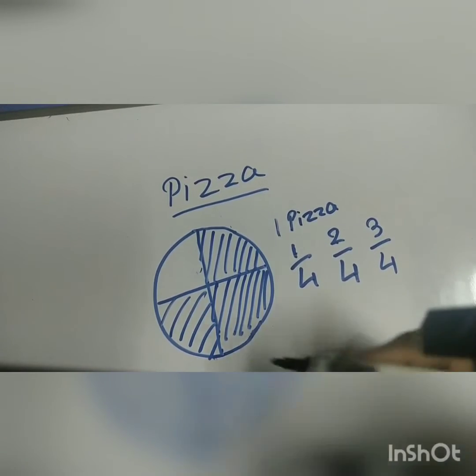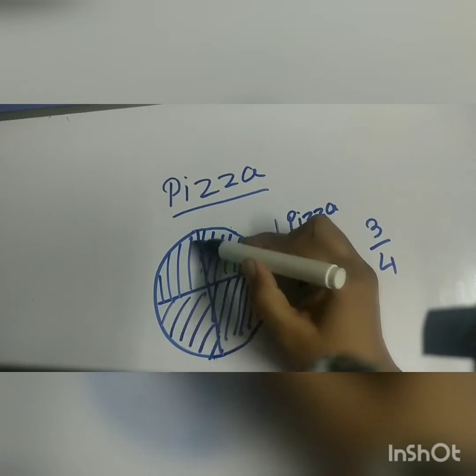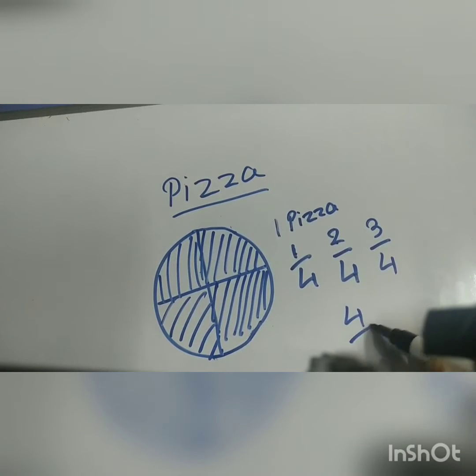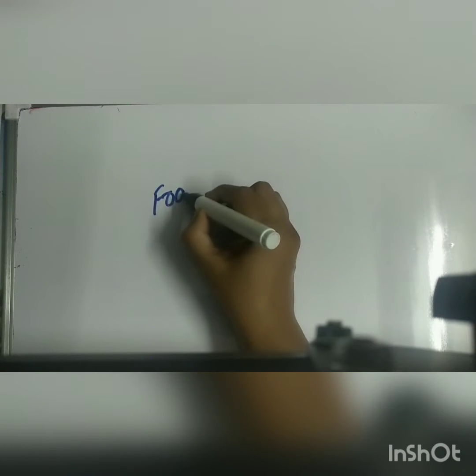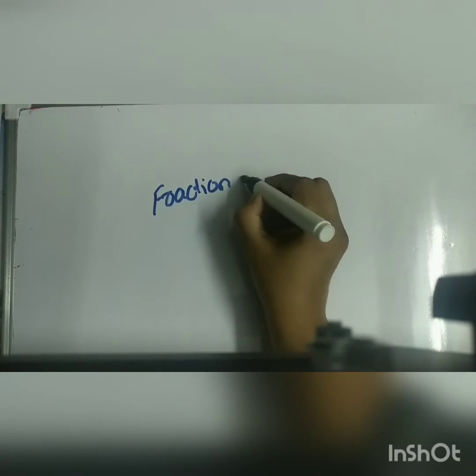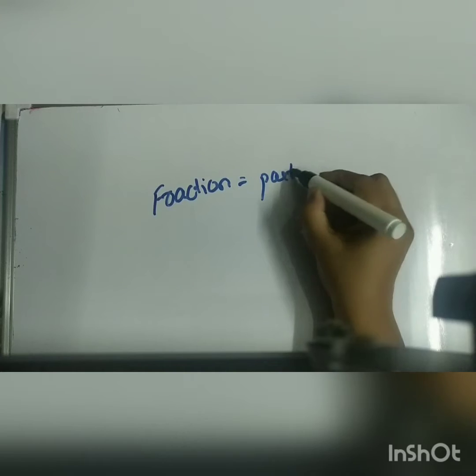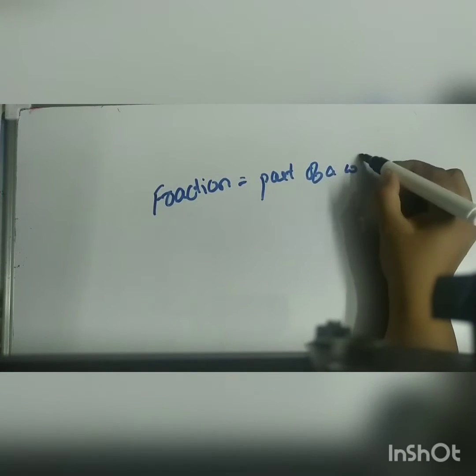And if I have to say the entire pizza, it will obviously be 4 out of 4. It is nothing but both 4s get cancelled. The entire one whole pizza has been eaten. From the previous examples, a fraction is nothing but a part of a whole.